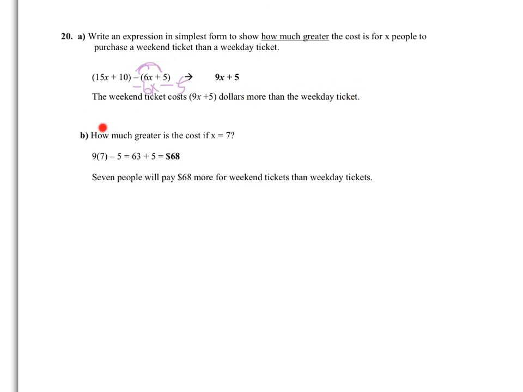Now, part B says, how much greater is the cost if x does equal 7? So now you're going to take this little dealie, take out your x, plug in your 7. This is an error, that should say plus. So 9 times 7, 63, plus 5. 63 plus 5, as shown here, is 68 bucks. So if 7 people were going to pay $68 more for weekend tickets than the weekday tickets.